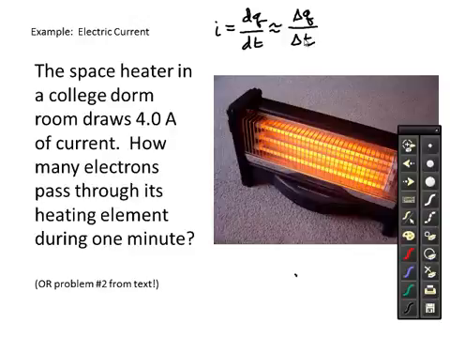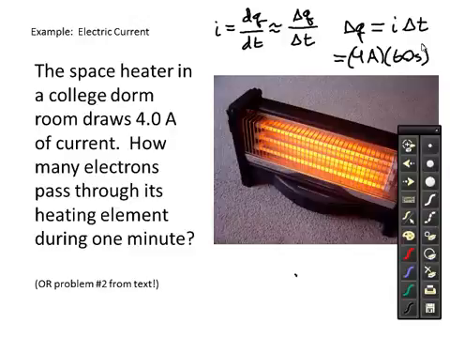All right. So we say, okay, how much current? Delta Q equals I delta T. So we'll say 4 amps, 60 seconds. 4 times 60, 240 what? Coulombs.